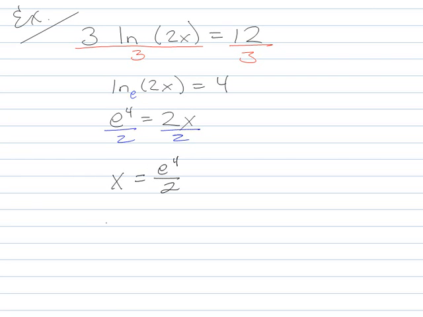Then we want to make sure that whatever our answer is, I'm going to change my colors. We want to make sure that whatever this answer is, if we plug this in, 2x is going to be greater than 0. So if we plug it in, we've got 2 times e to the 4th over 2. Is that going to be greater than 0? Oh yeah, these will cancel out. e to the 4th, that's greater than 0.